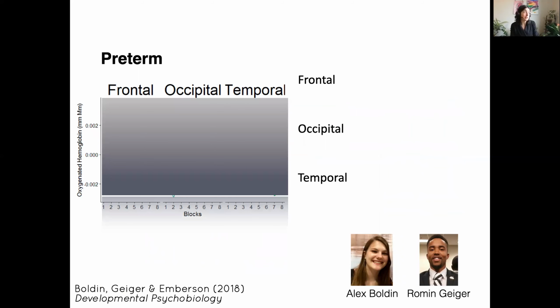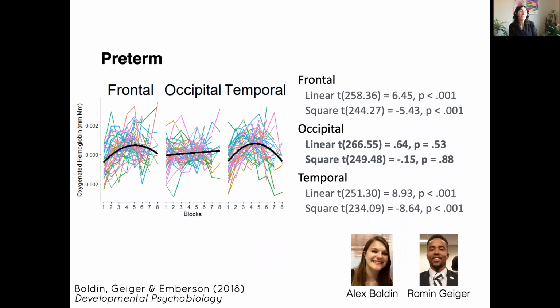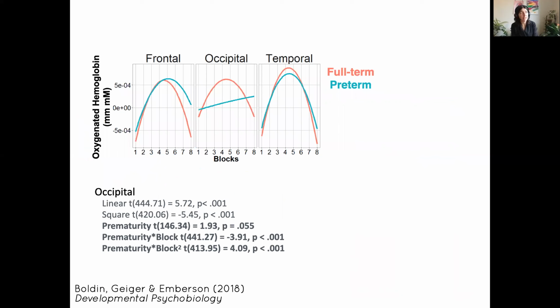Here's what we see in the preterms. In the preterms, we see significant changes. We see significant modulation over time in both the frontal and the temporal responses. And we do not see any modulation with time at all in the occipital lobe. And again, this is another way of saying the same thing. These preterm babies are not changing their responses. I'll show you in contrast across the 2 populations.